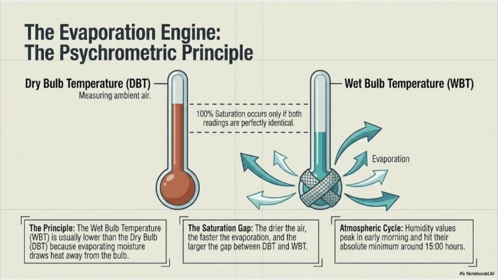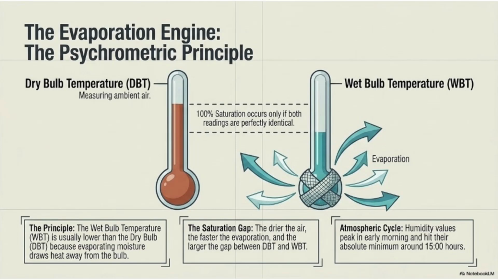Now let us look at how humidity is actually captured and measured, starting with the evaporation engine known as the psychrometric principle. Dry bulb temperature measures the ambient air directly. Wet bulb temperature is usually lower than the dry bulb temperature because evaporating moisture draws heat away from the bulb. 100% saturation occurs only if both readings are perfectly identical. This creates what is called the saturation gap. The drier the air, the faster the evaporation, and the larger the gap between dry bulb and wet bulb readings.